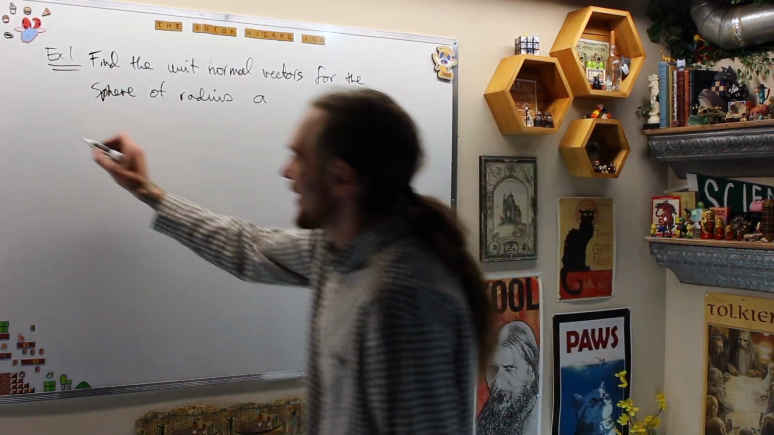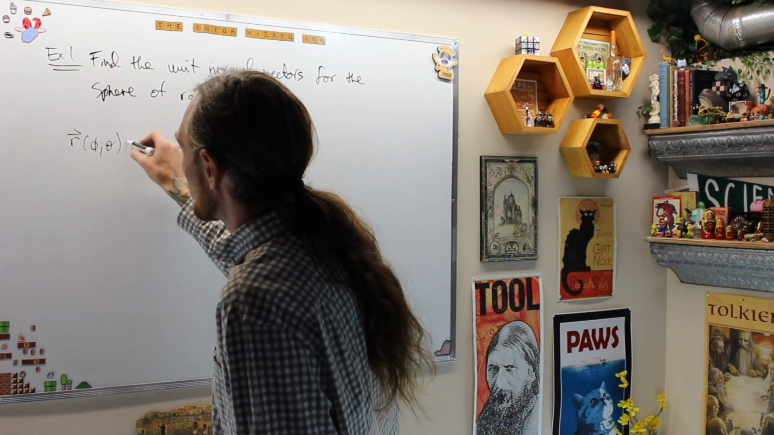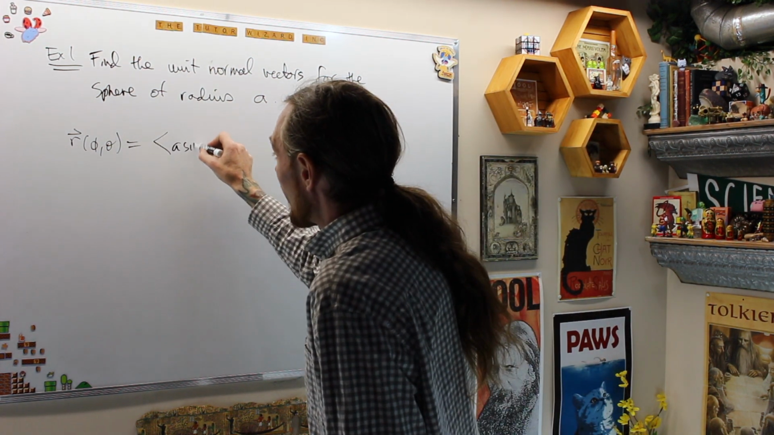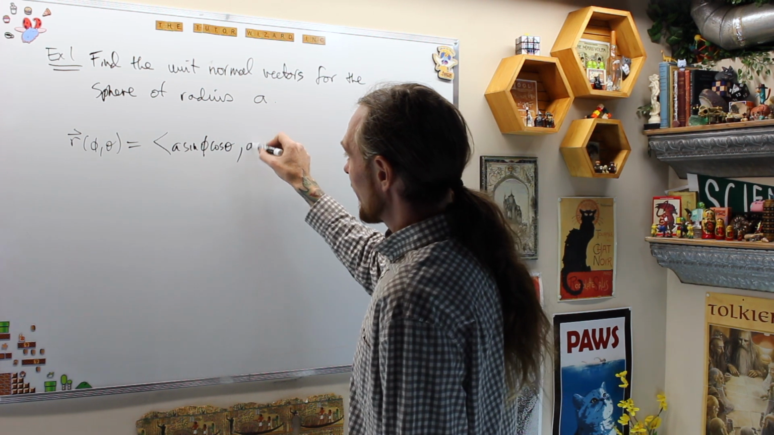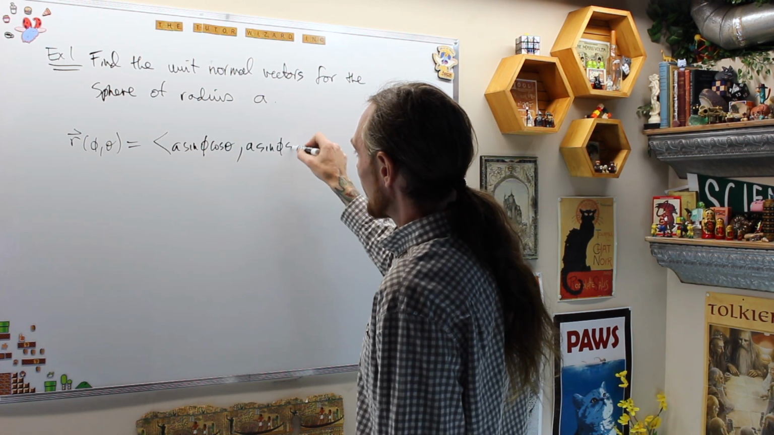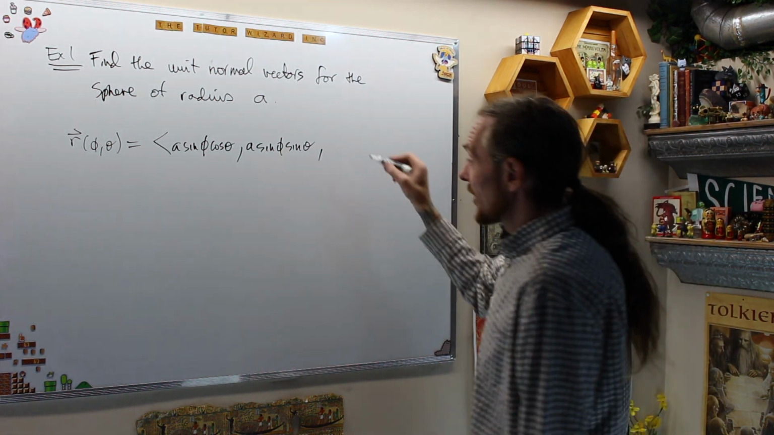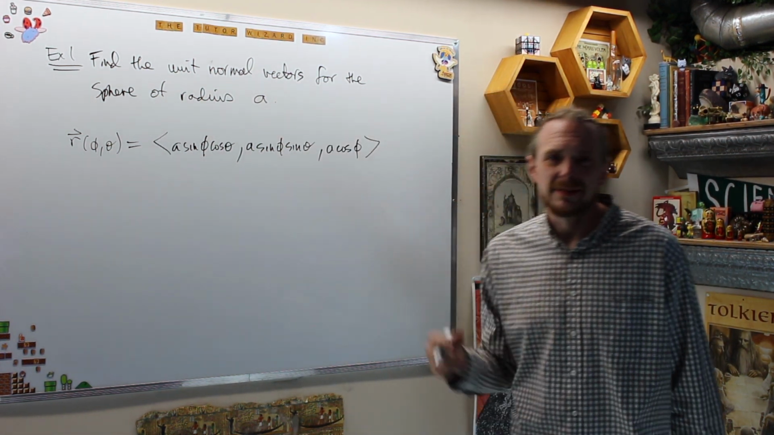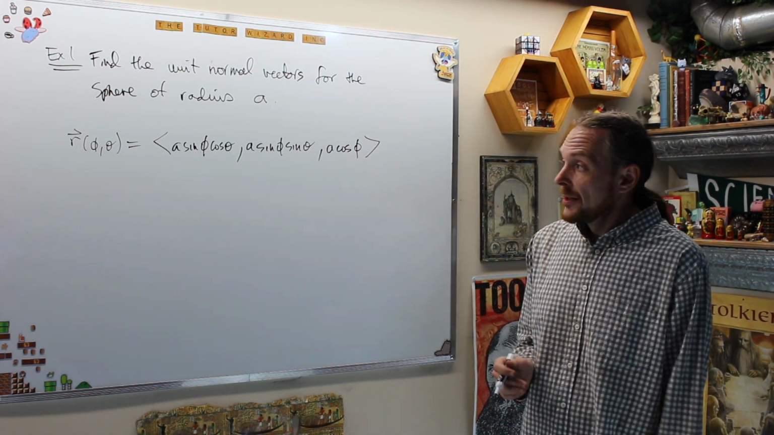First of all, the parameterization r of phi, theta is going to be, what is it? x is a sine phi cos theta. y is a sine phi sine theta. And z is a cos phi. This is the spherical parameterization of a sphere. Surprise.